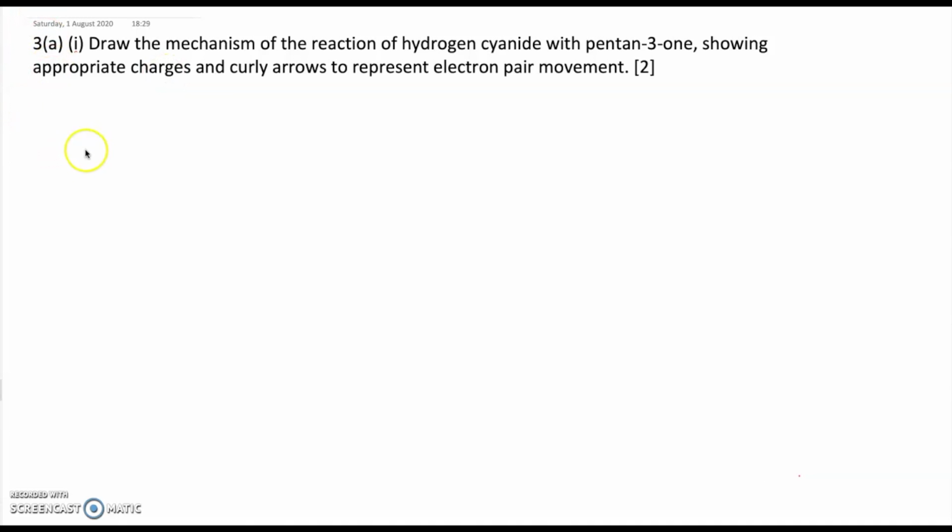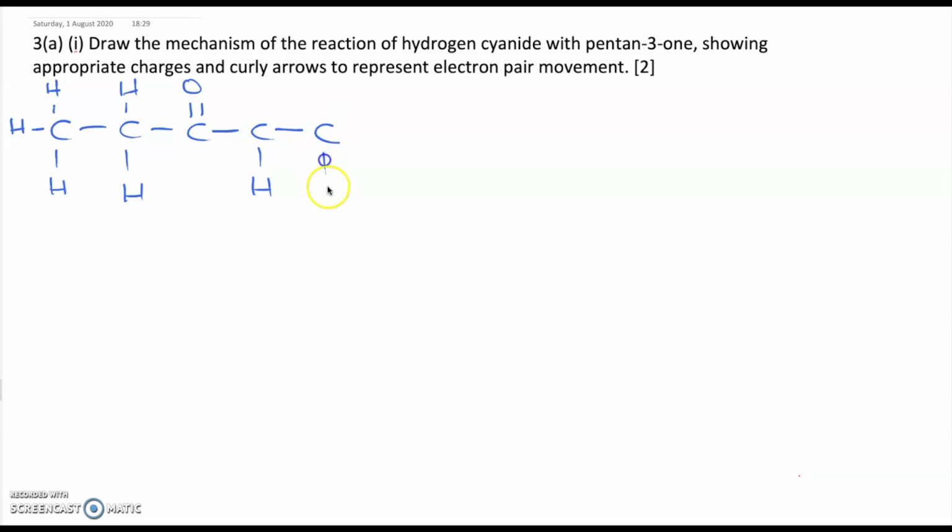Question 3a is asking me to draw the mechanism of the reaction of hydrogen cyanide with pentan-3-one. And it's asking me to show appropriate charges and curly arrows to represent electron pair movement. So I'm going to draw the structure of pentan-3-one, and pentan-3-one is a 5-carbon ketone that has a C double bond O group on carbon 3. So I've drawn a CH3 attached to a CH2 attached to a C double bond O attached to a CH2 and a CH3.